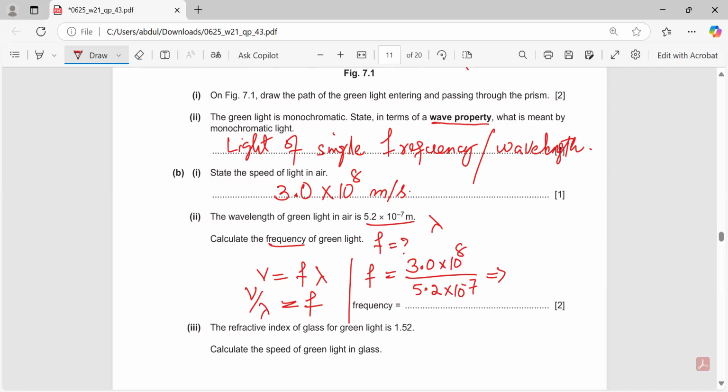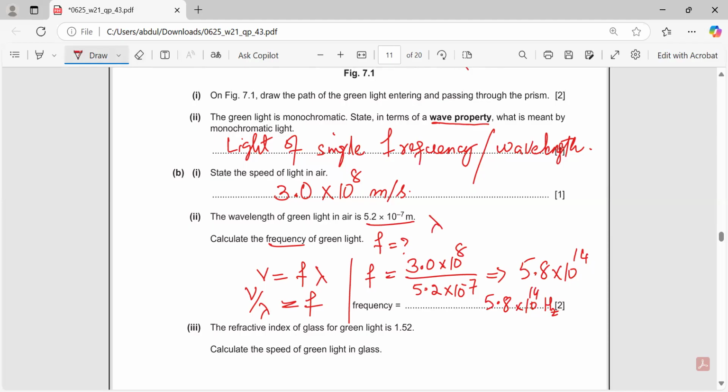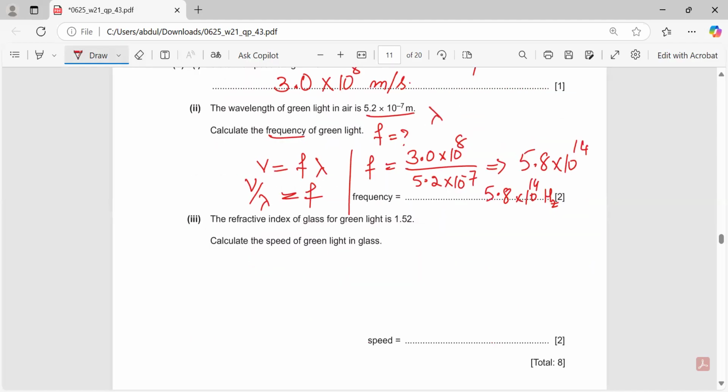So as we are simplifying it, we are getting the answer almost equal to 5.8 times 10 raised to power 15. Sorry, 14. So 5.8 times 10 raised to power 14 Hertz, Hz. The refractive index of green light is 1.52.